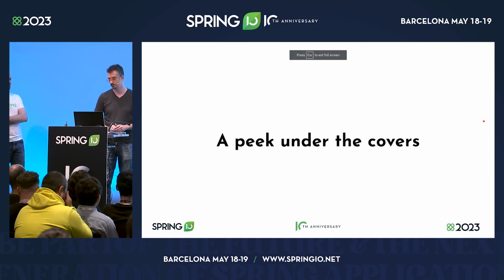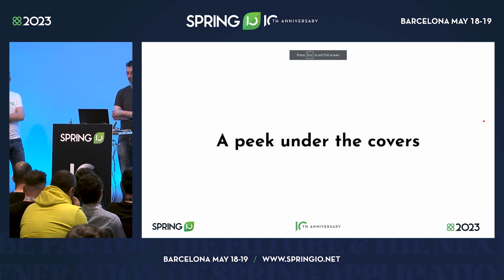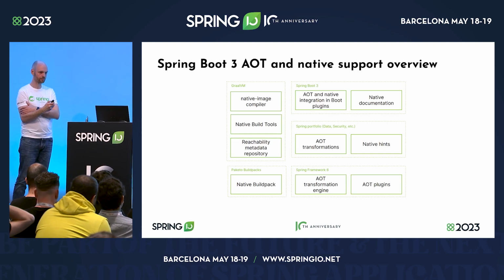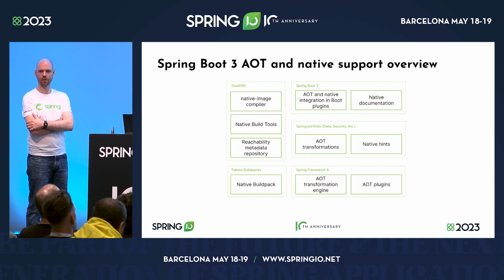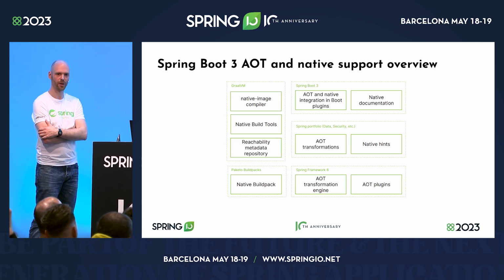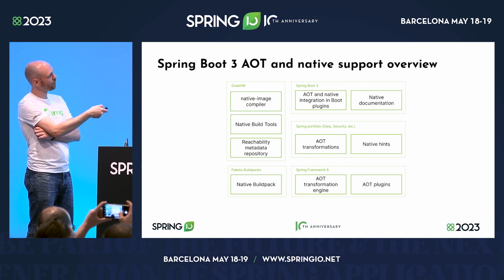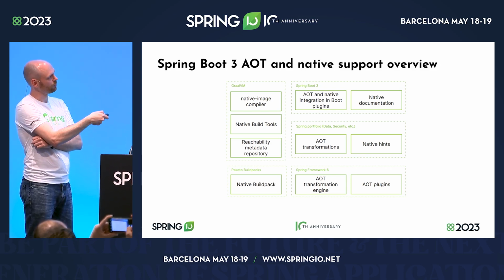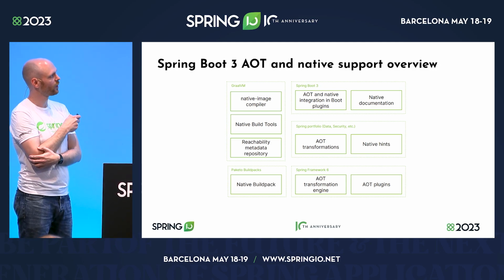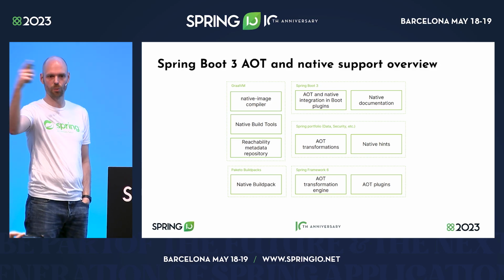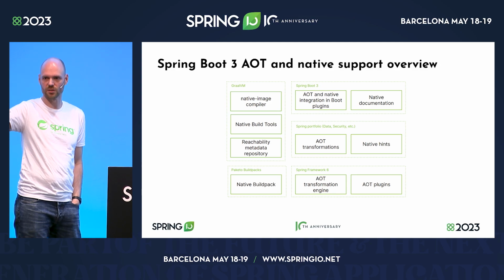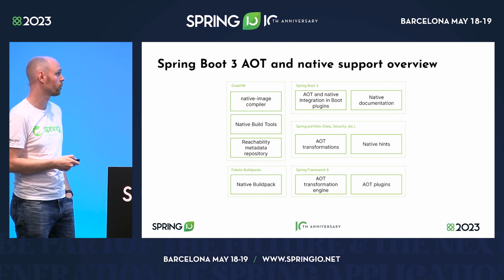So I promise we take a look under the covers at how that stuff is really technically implemented. So this is essentially all the building blocks which are in there, which make all the magic work. So we have this stuff the GraalVM team provides. So we have the native image compiler, which takes your jar with the bytecode in it and compiles it into a native image, which is then executable right on your machine without a JDK.